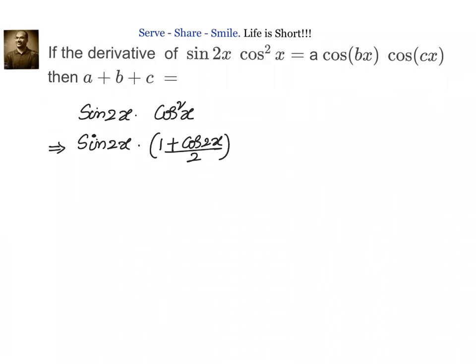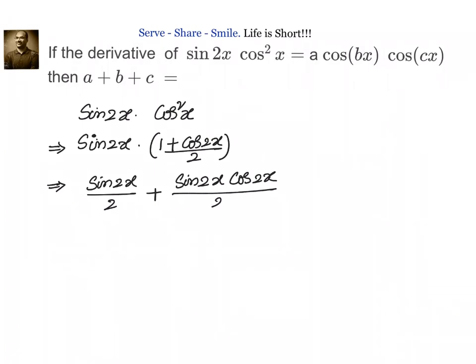Now this will help me to separate them and write it as sin 2x divided by 2 plus sin 2x cos 2x divided by 2. Now the first function is perfectly fine. The second function, what we can do, we can leverage the formula 2 sin a cos a is equal to sin 2a.